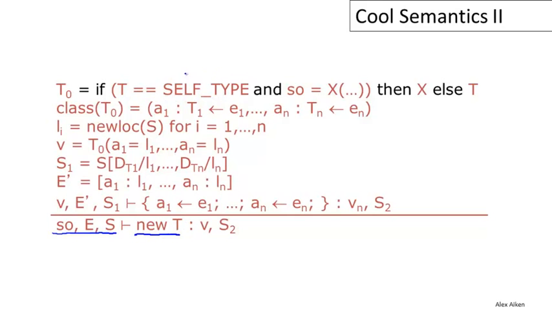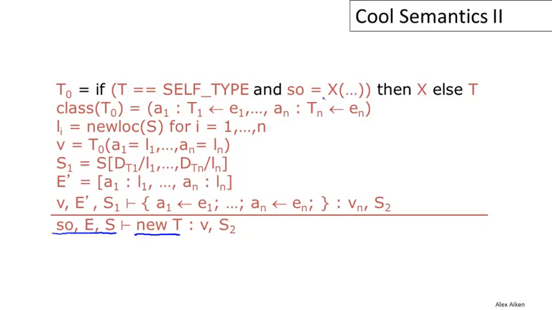Because remember, self-type is not the name of an actual class. If T is not self-type, then the class that we're going to allocate is actually a T. T is actually a class name, and that's the kind of object we're going to allocate. If T is self-type, then the kind of object we're going to be allocating is whatever the class is of the self object.